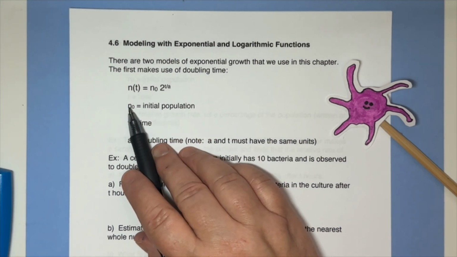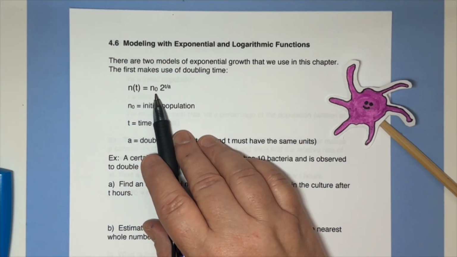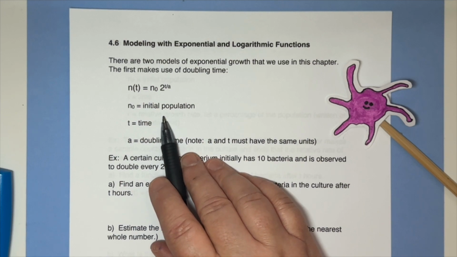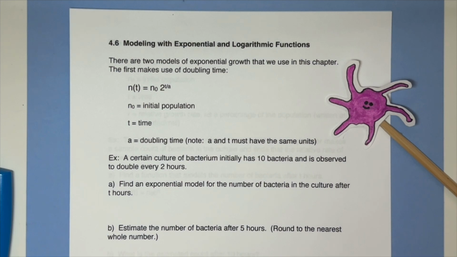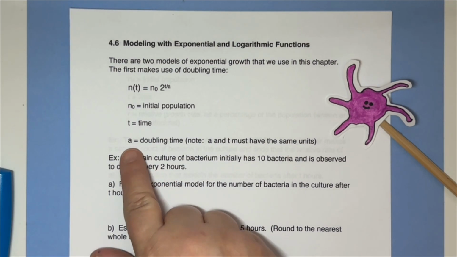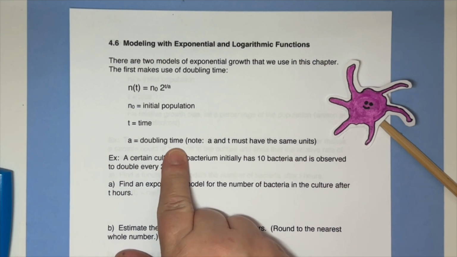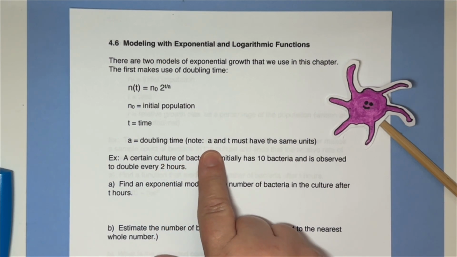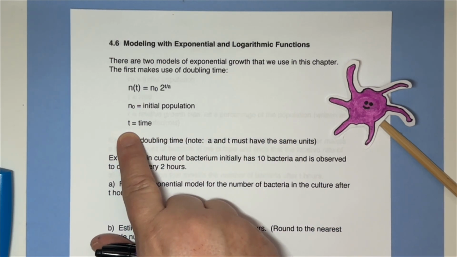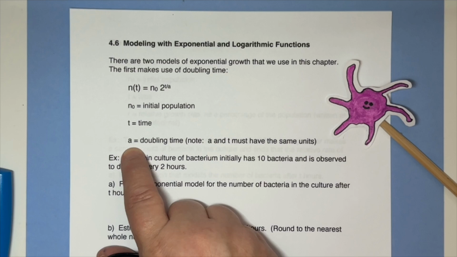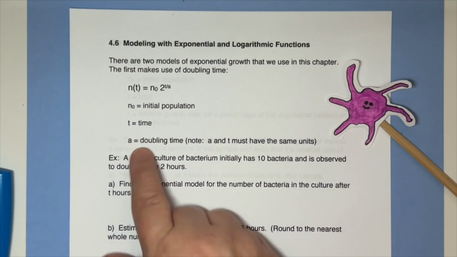As before, n sub 0, or n naught, is going to be the initial population. T is time, and that could be measured in lots of different ways. We have to be very specific in each problem to specify, are we talking days or years or millennia? And then A is how long it takes to double. Now, I made a note here: A and T must have the same units. So if T is being measured in days, A also has to be measured in days, and so on. So these two have to agree.